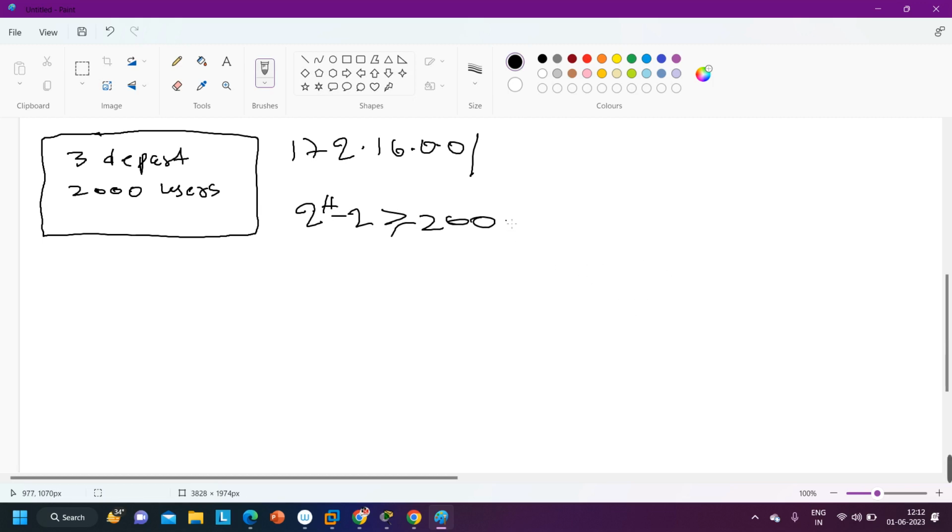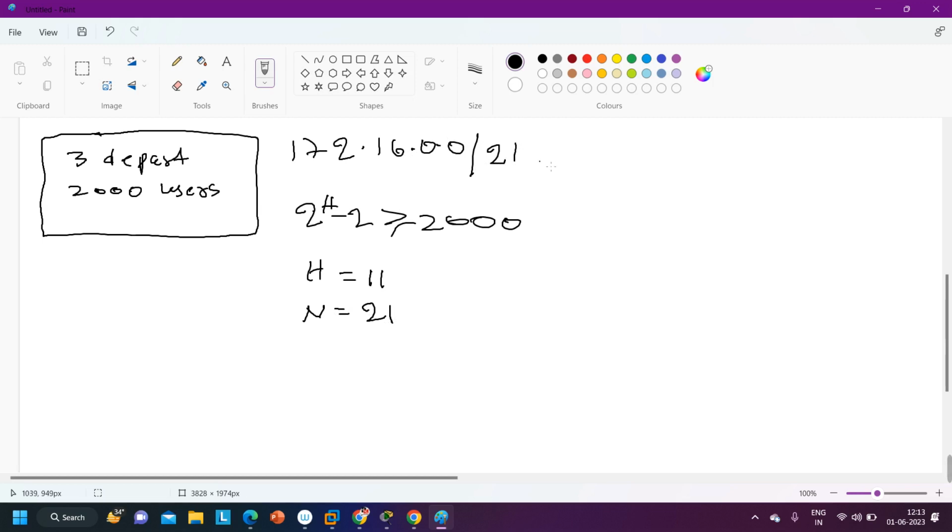2 to the power 11. H should be 11, guys. And 2 to the power 11 minus 2 is 2046. If h is 11, then what will be the value of n? 21. So you will use 21 over here.